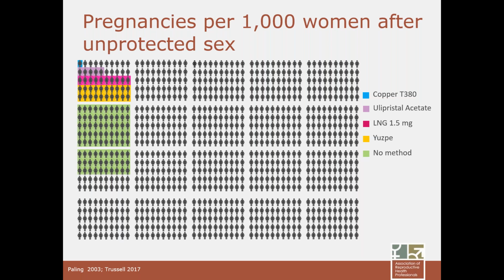In the green, we see that women using no method at all, about 80 would get pregnant. So all methods of emergency contraception are far more effective than not using a method at all. And that's really the take-home point that's important to give our patients.